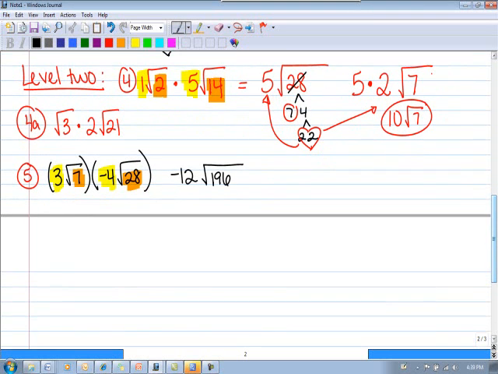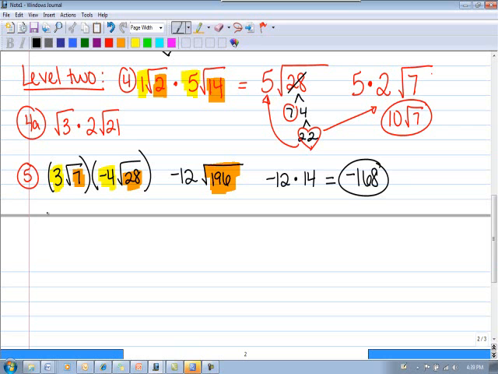Now this one's a little bit unique because we notice that we have a perfect square here. So we have negative 12 times the square root of 196, which is 14. And negative 12 times 14 is negative 168. And so our final answer for number 5 is negative 168.